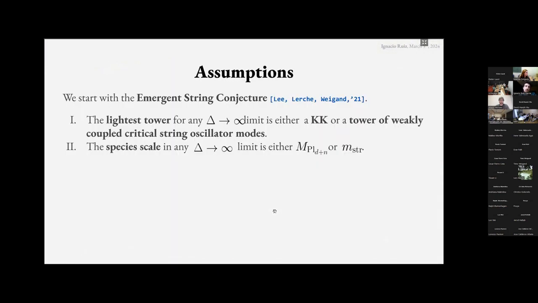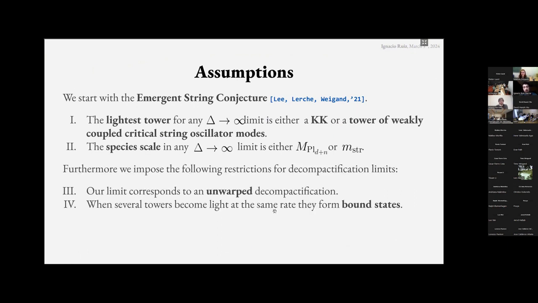Our starting point is the emergent string conjecture, which David also stated: in any limit, what we will get is either a tower of weakly coupled string oscillator modes or a KK tower. Once we interpret this from the species scale point of view, this will be given asymptotically either by a higher dimensional Planck mass or the string mass.